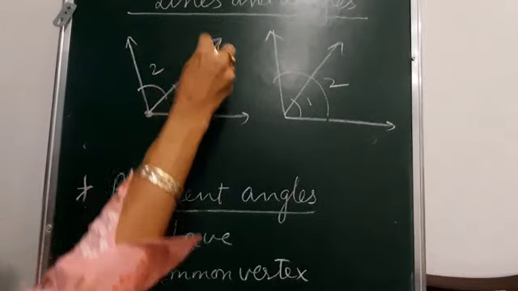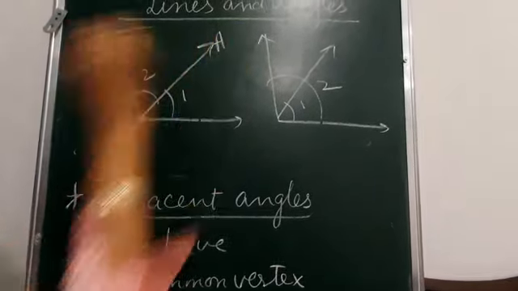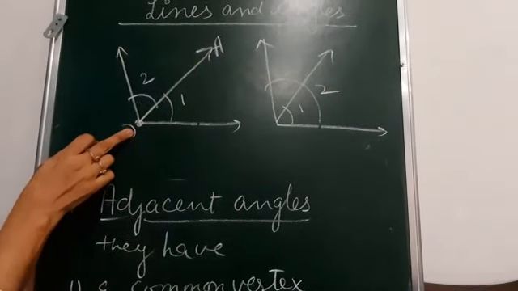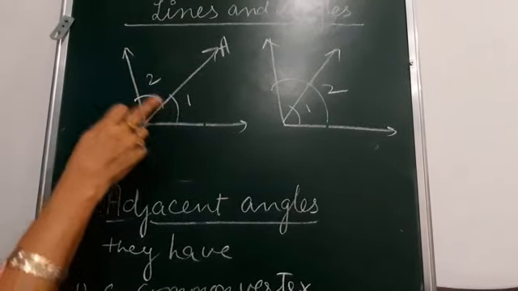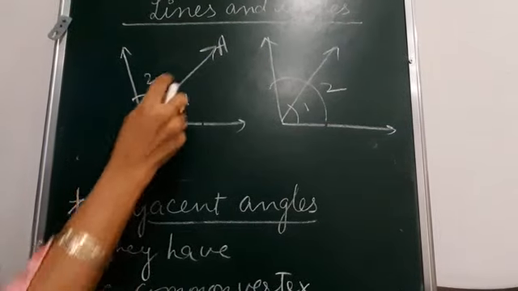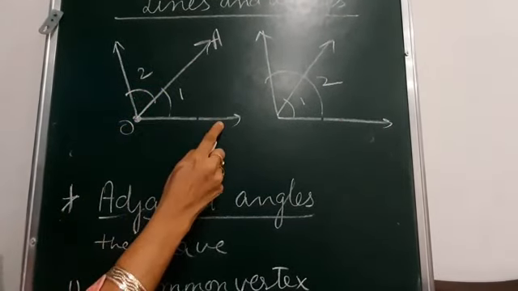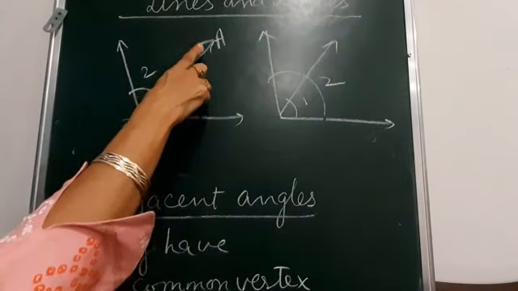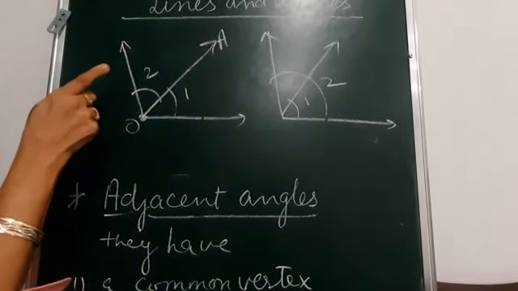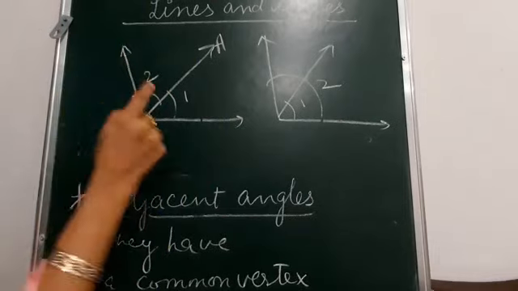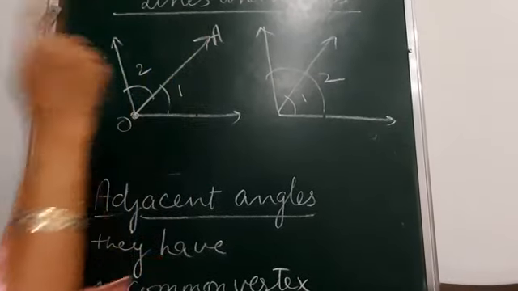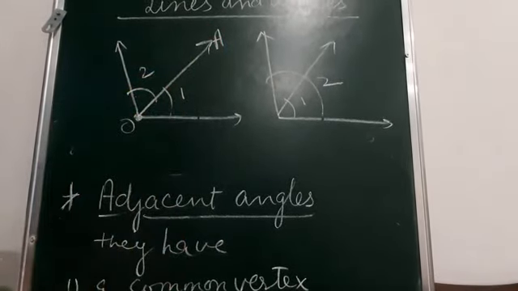And see this arm OA. This OA arm is common between both angles. This arm is used in angle 1 also. When we are making angle 1, the OA arm will be used. When we make angle 2, this arm is also used. So this arm is common.